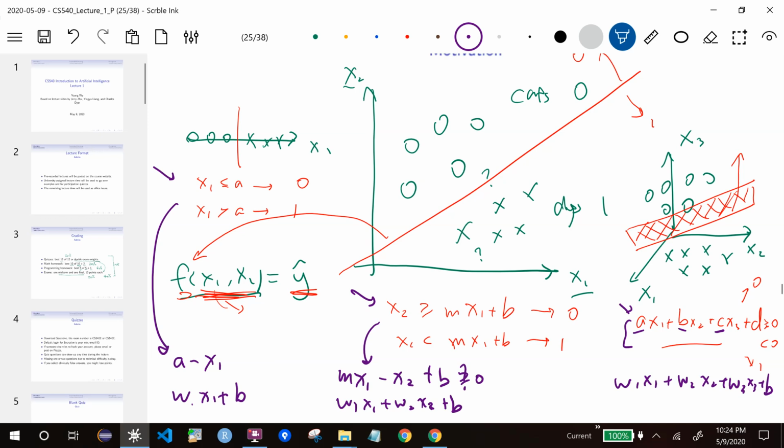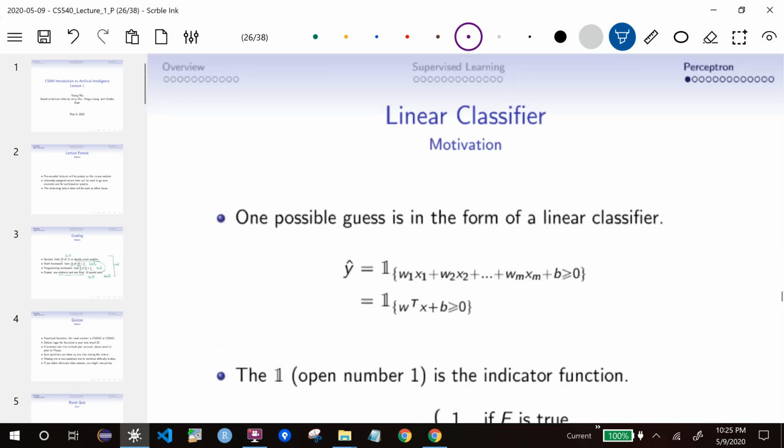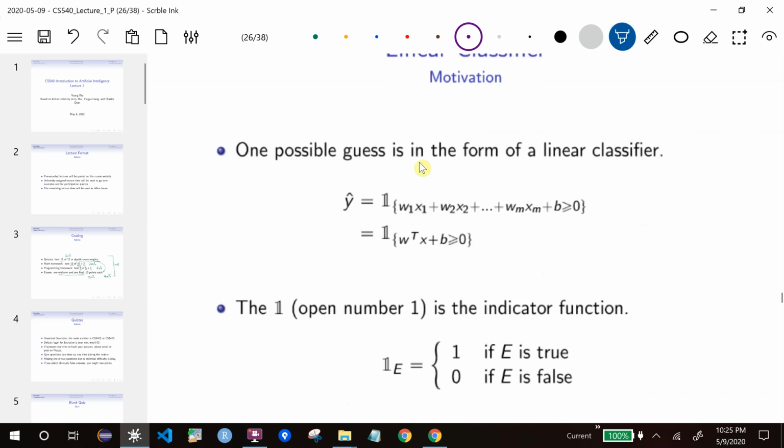Okay, so now we have a form to represent this function. We don't always want to say that when something's larger, I will label 0, and when something is smaller, I will label 1. We'll use a simple mathematical notation, the indicator function. In the next slide we will have this expression, where the thing inside is just the expression of the hyperplane.